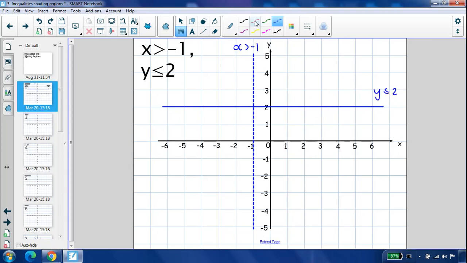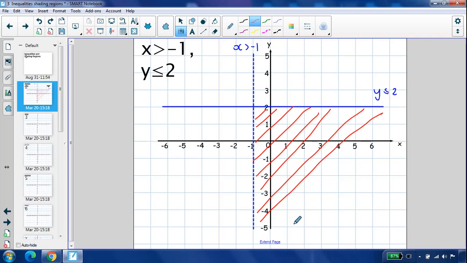Now let's have a think about the region. I need any x value that's greater than -1, so these values right here, and any y value that is equal to 2 or less than that, so that can be these here. So this is the region that will satisfy both inequalities.